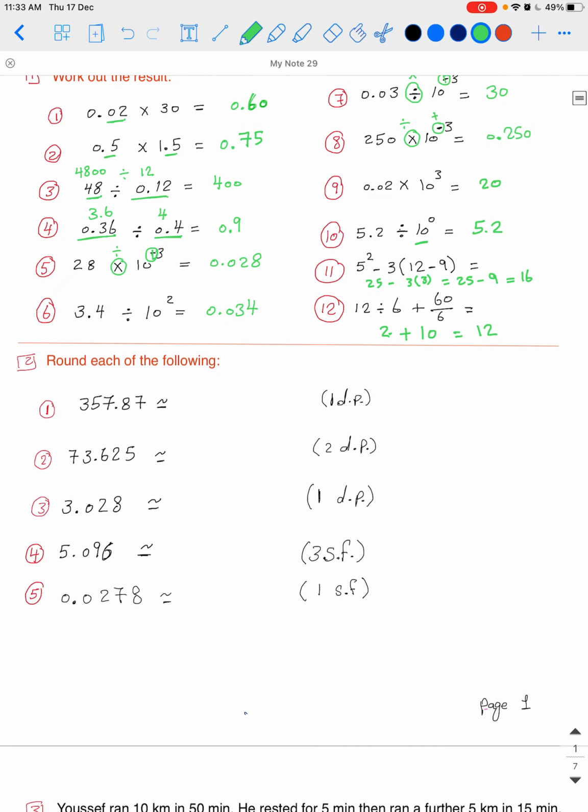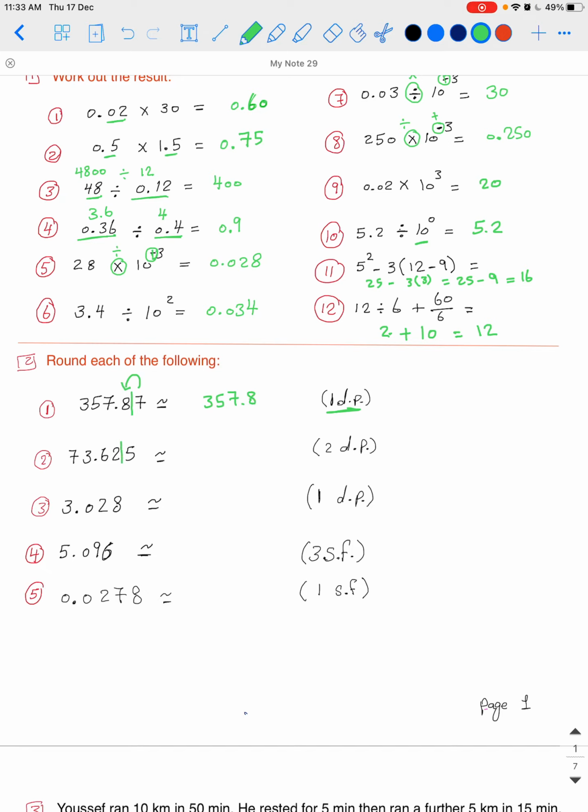Next one, rounding. We have 2 options, decimal places and significant figures. For the first one here, we need to round to one decimal place. Here is the first decimal place, 8. 7 will give anything to 8? Yes. So it will be 357.8.